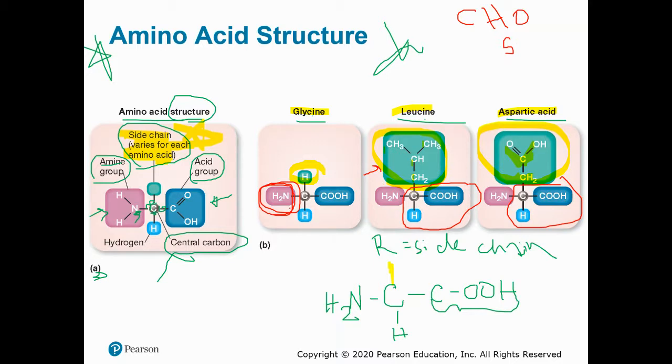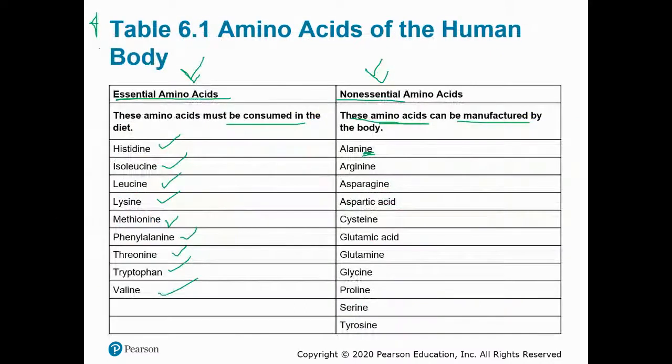But all amino acids have this amine group, hence being called amino acids, because they have the amine group and they have the carboxyl or acid group. So that's why they're called amino acids. So you'll see that most of these amino acids end in this INE name, although not all of them, like tryptophan.